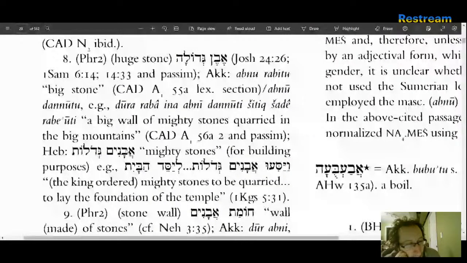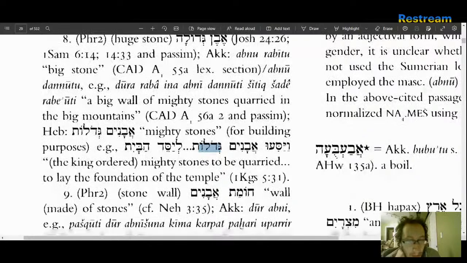Mighty stones. Abnim Gidalot. Mighty stones were ordered by the king to be quarried to lay the foundation of the temple. So that's this one right here, where it's stones of mightiness, Gadalot.